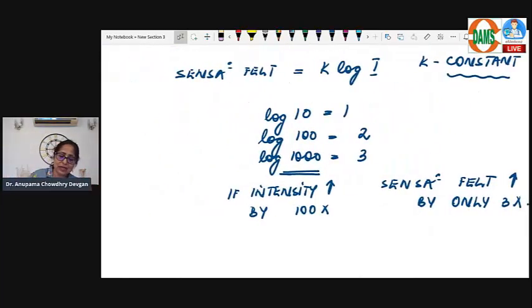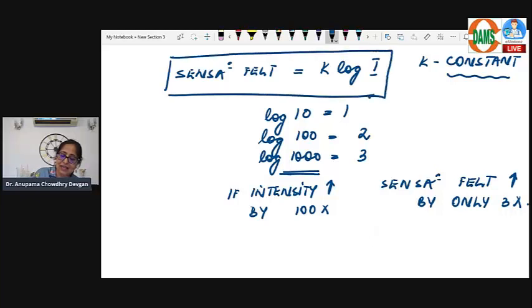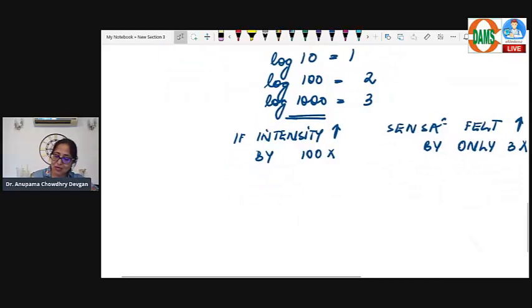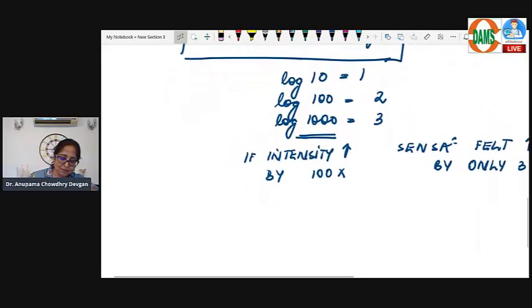Whatever way you understood. The point is, the law is this. Sensation felt is k log of I. K is a constant. Sensation felt is not proportional to intensity, but to a log of intensity. Right? Log of intensity. So this is your Weber-Fechner law.